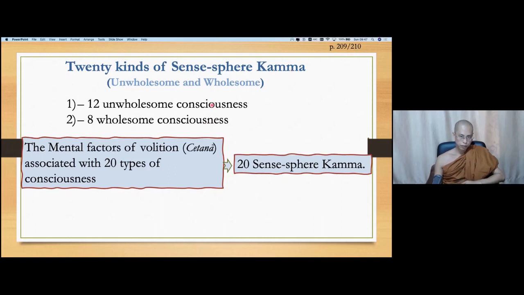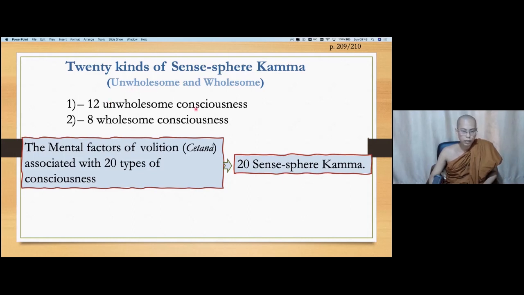So whenever the consciousness arises, the mental factor of volition accompanies, which is called cetana in Pali. So whenever the 20 consciousness arise, the cetana arises and accompanies. That associated mental factor of volition is called karma. As the Buddha said, cetanaham bhikkhave kammam vadami. So I say the volition is the karma. So the accompanying volition, when the 20 consciousness arise, is called the 20 karma, wholesome and unwholesome.